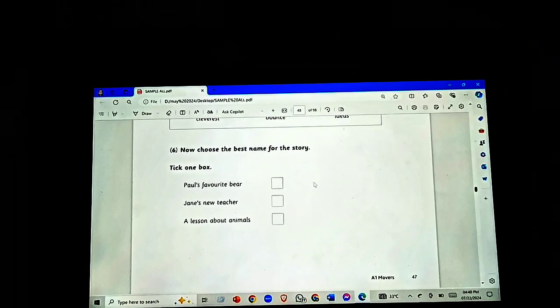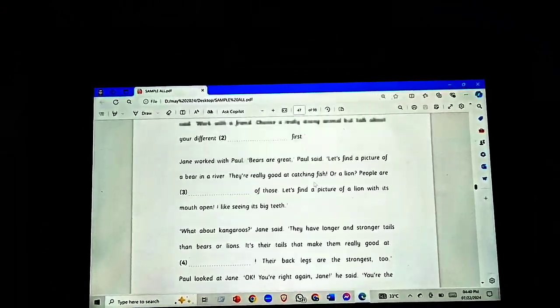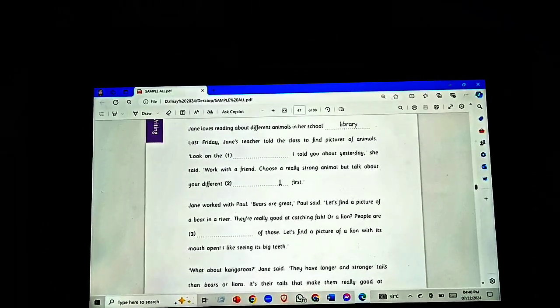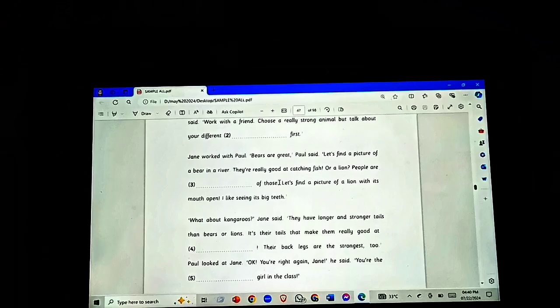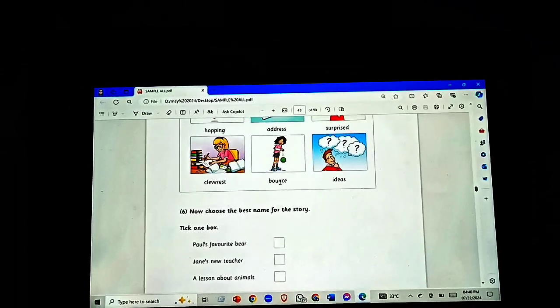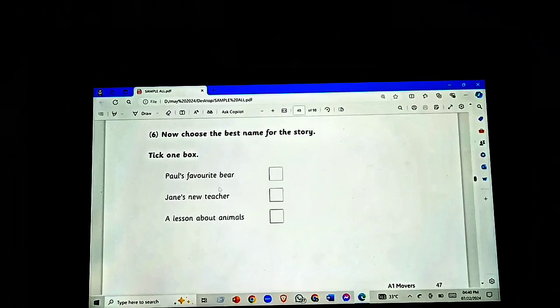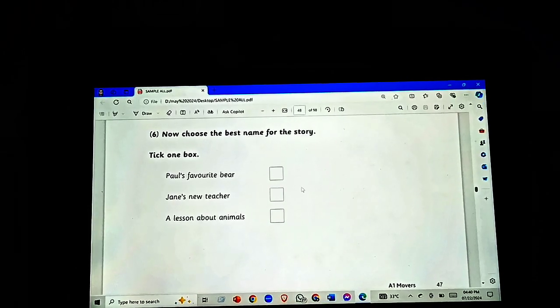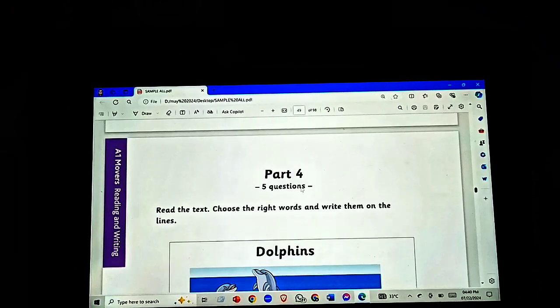You have read the story. Now you have to choose the perfect title for this story. So you have to read the story carefully, you have to understand the meaning, and based on the meaning you have to tick one perfect title for the story. So this is your question number 6.